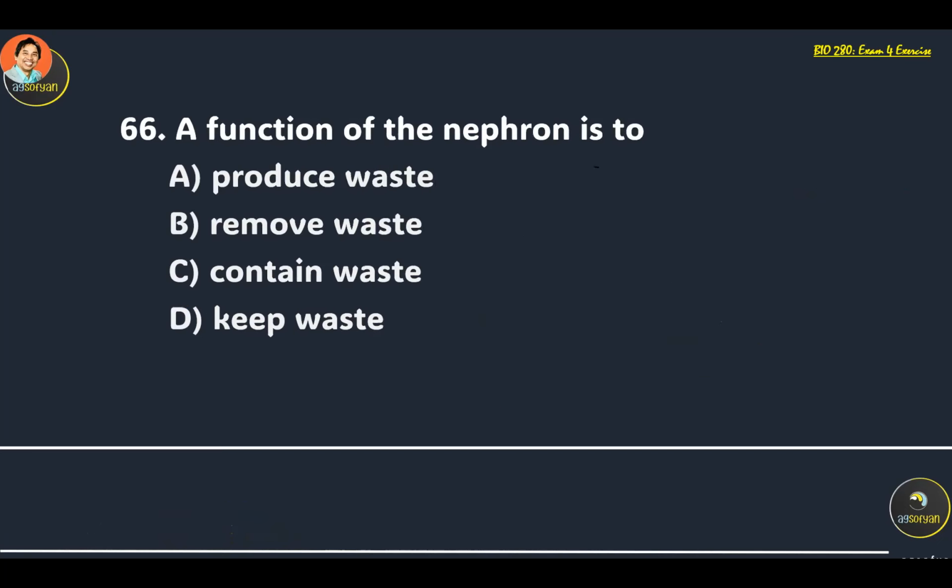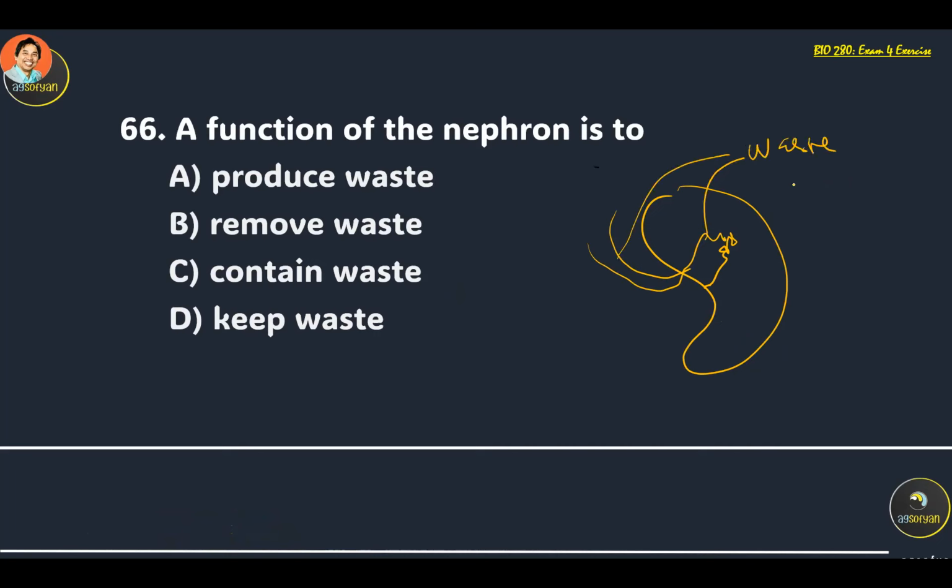A function of the nephron is to A, B, C, or D. Okay, so this is kidney. Then we have nephron over here. And the blood is coming, going to this nephron. Okay, the waste in the blood will be removed by this nephron. So it's going to be remove waste from blood. So it's kind of filter the blood, clean the blood.